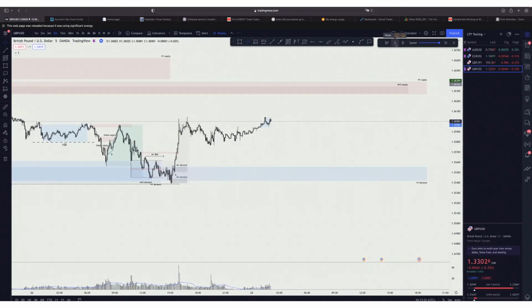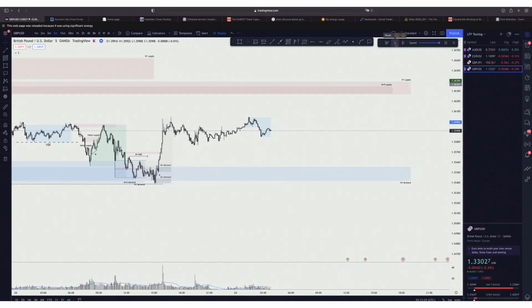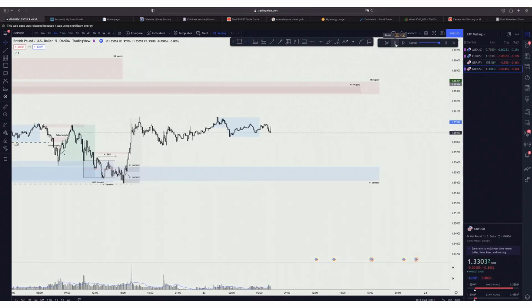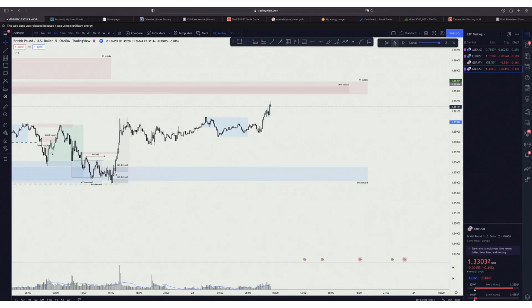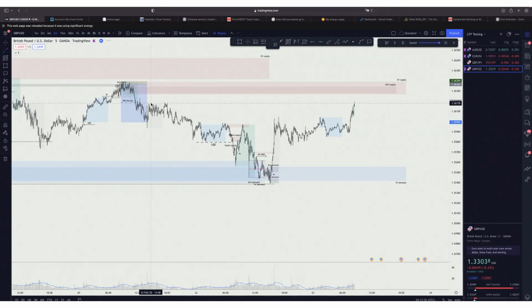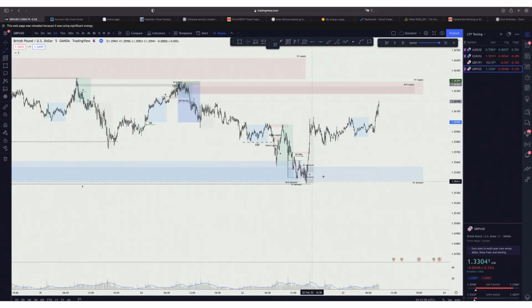What time is it? It's 3 o'clock in the morning. So okay, so 6 a.m., 9 a.m. Okay, so we've got... I'd still be looking at shorts here. Yes, we've reacted from a demand, but we're also coming out of H1 supply.